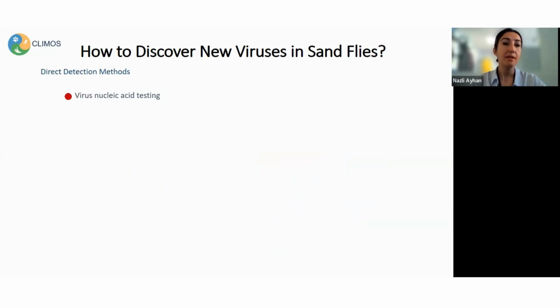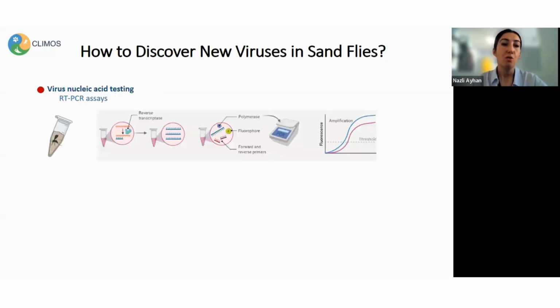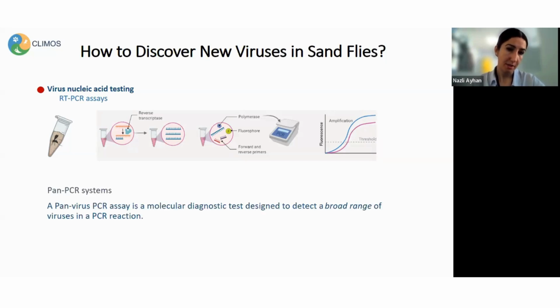What are the following steps? In the lab, afterwards we can do virus nucleic acid testing. We can do metagenomic analysis, or we can do virus isolation, which I am going to give more details about. Virus nucleic acid testing includes RT-PCR assays. But if we don't know what the virus is, if we haven't discovered it yet, how can we use RT-PCR systems to identify the virus? The response is that we can use pan-PCR systems.